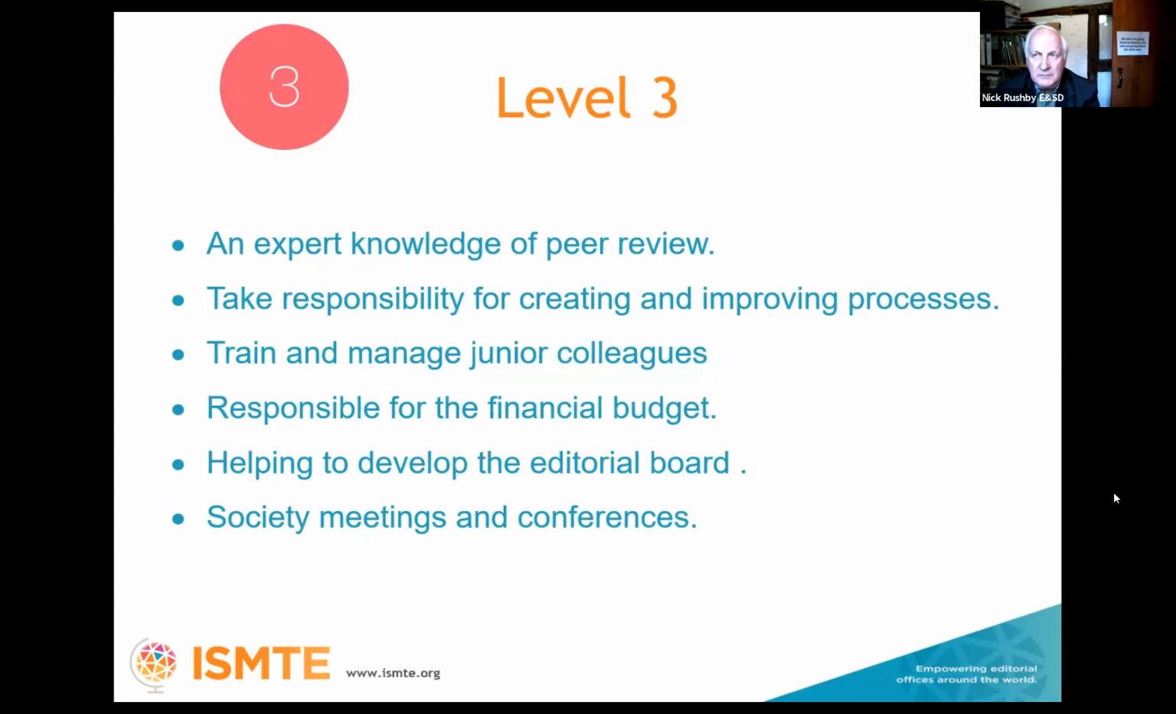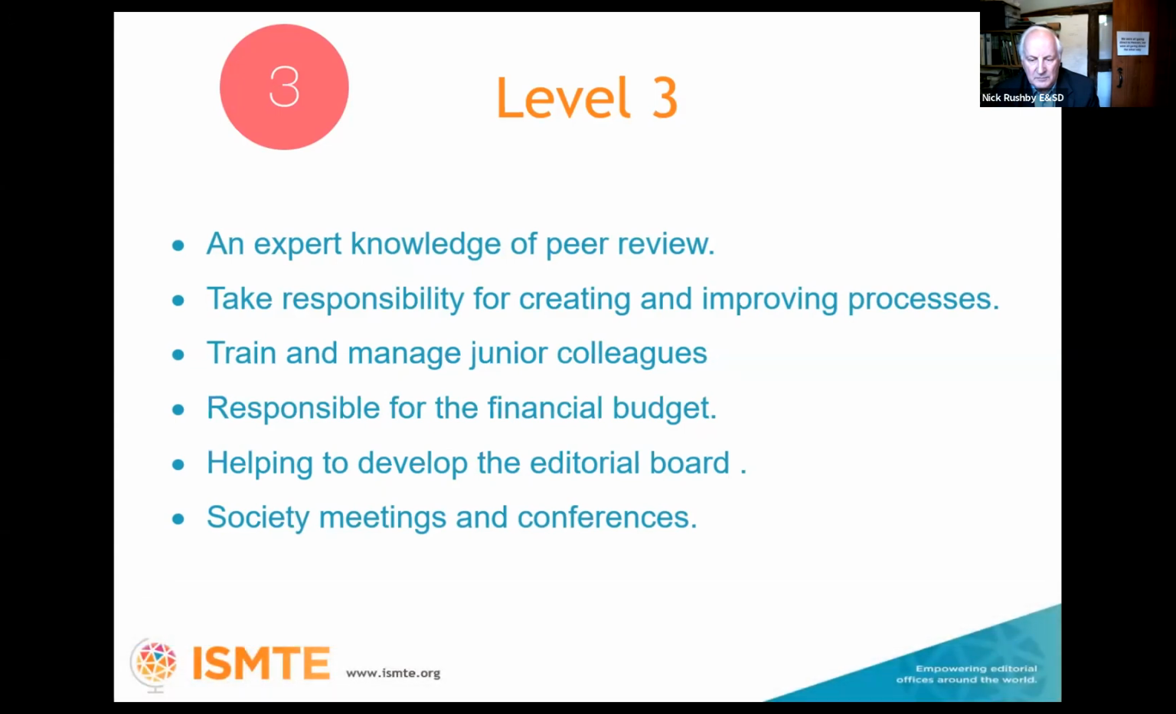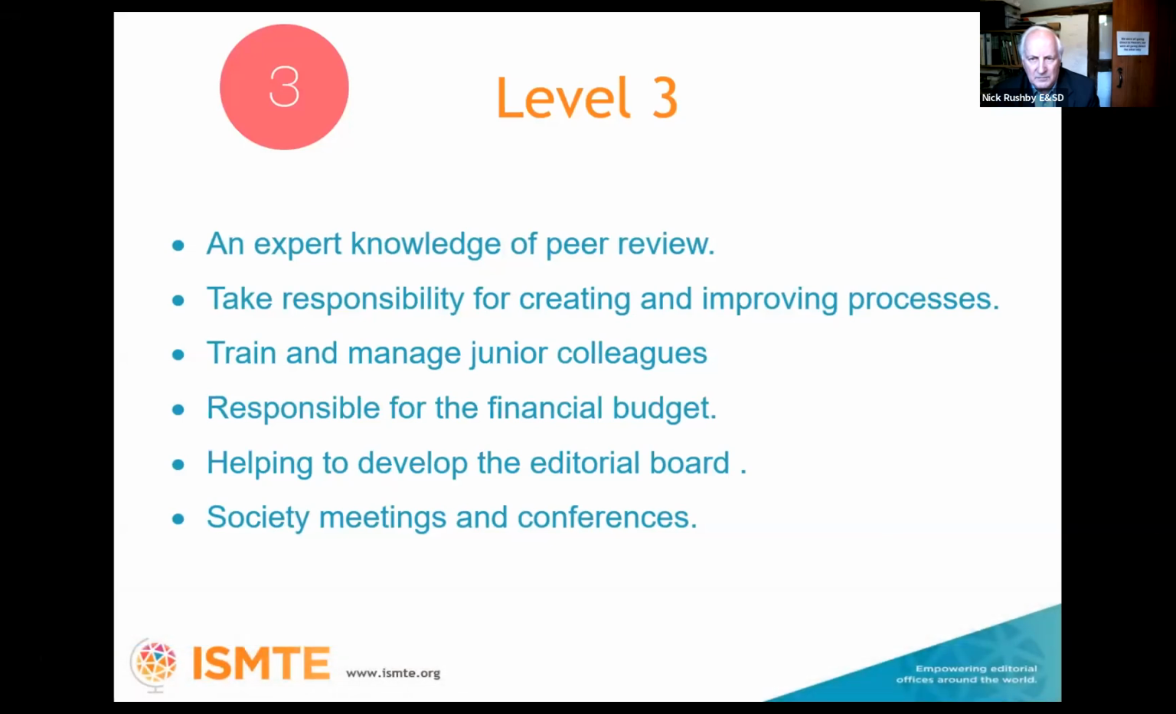They will be training and managing junior colleagues. They may be responsible for the financial budget of the journal and the editorial office. They may also be instrumental in developing the editorial board by identifying and training new members. They will attend meetings and conferences to represent the journals to members and recruit authors and/or content. I have to say that I don't think this is just for level 3. All professionals should be doing this.